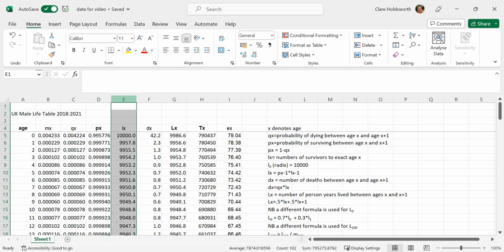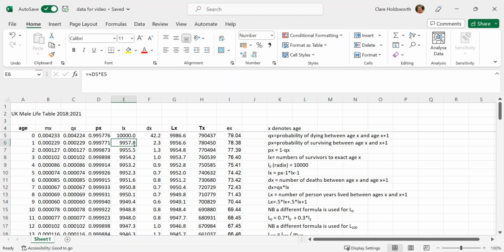So the fourth column is the little LX column. Now this is a specific notation to life tables, and I am going to have to call it little LX to distinguish it from big LX, which I'll be coming to in a minute. Little LX gives the number of survivors to exact age X. So L1 is the number of people who survived to exact age 1, and L2 is the number of people who survived to exact age 2.